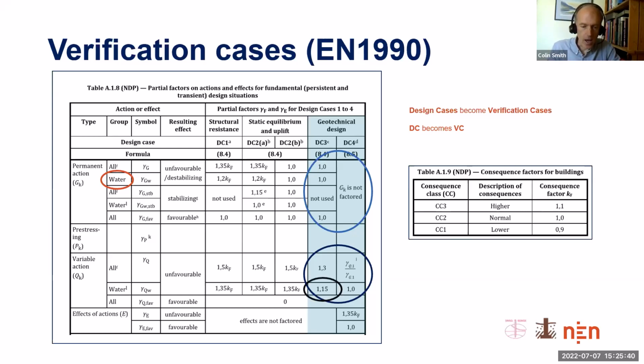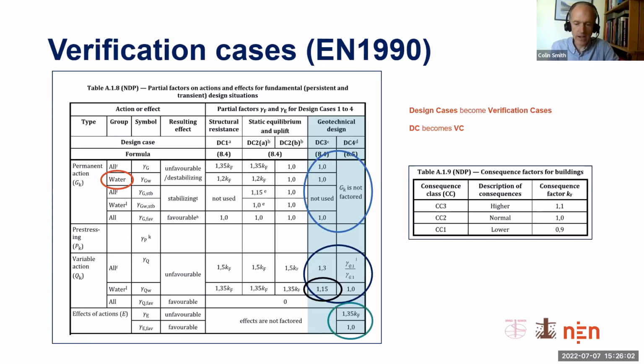There is a factor on water here for variable, that's 1.15. The note on this table says that this is generally to be applied to water pressures, perhaps arising from wave action or currents. So these are externally applied water pressures rather than those internal to the soil. So that again all works very nicely with numerical methods in general.